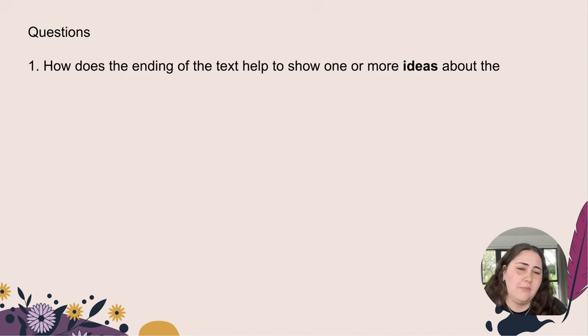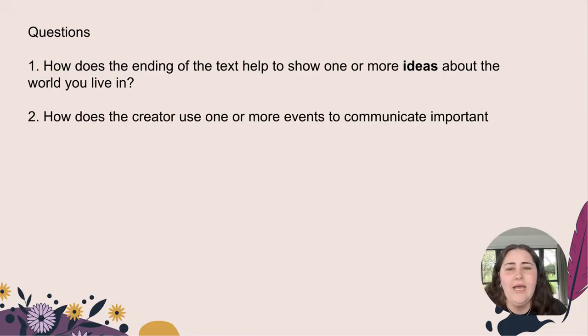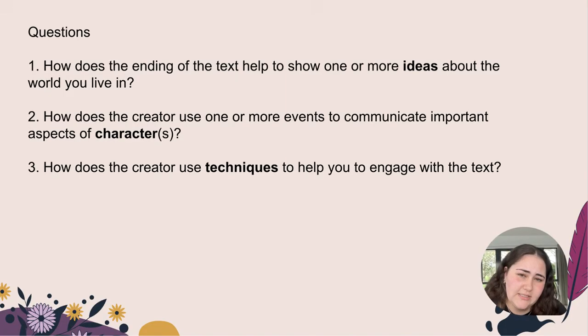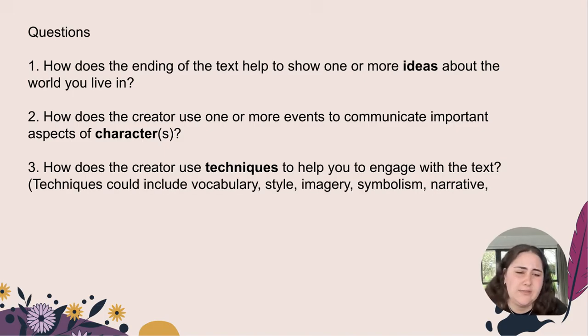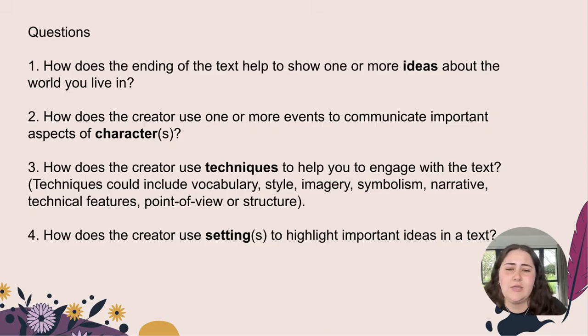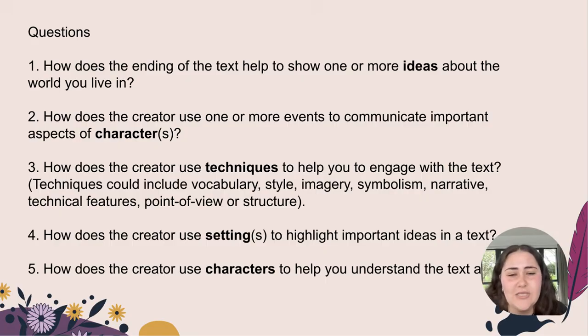So here are some example questions. How does the ending of a text help to show one or more ideas about the text, about the world that you live in? How does the creator use one or more events to help communicate important aspects of characters? How does the creator use techniques to help you engage with the text? And then there are some examples of techniques. How does the creator use settings to highlight important ideas in the text? How does the creator use characters to help you understand the text as a whole?